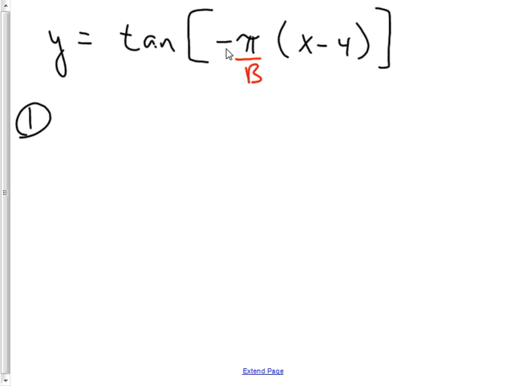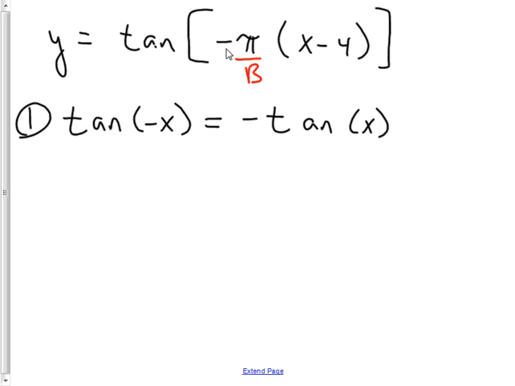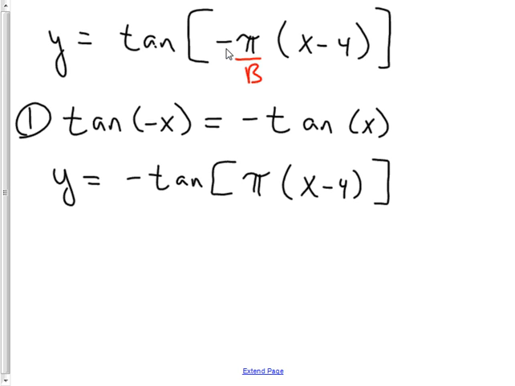If you remember, since tangent is an odd function, we know that tangent of negative x actually equals the negative of the tangent of x. That's the definition of what it means to be an odd function. So if I use that so that I can make the value for b positive, I can rewrite this as y equals the negative tangent of pi times x minus 4. Again, I was using the odd property of the tangent function to get it to look in that form. So now I have my value for b positive. Now my value for b is pi, which is greater than 0.